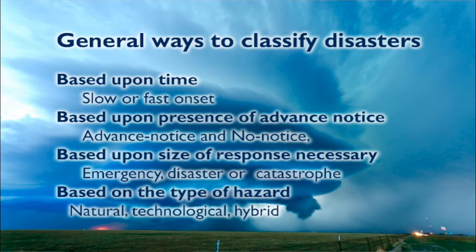Now, also, we classify disasters, as I mentioned, based upon advance notice. There are advance notice disasters and no notice disasters. So, for example, with a tropical cyclone that's out in the ocean heading towards land, we usually have a few days' notice. We know that the tropical cyclone is coming. We can evacuate populations. We can board up houses. We can make the last few days of preparations that we need in order to be ready for that disaster and to lower our risk.